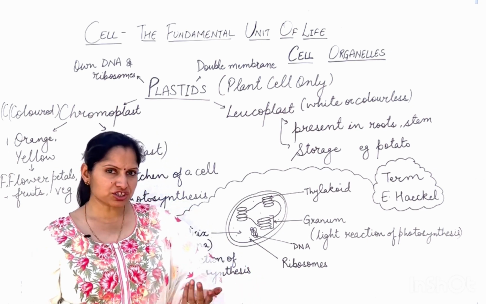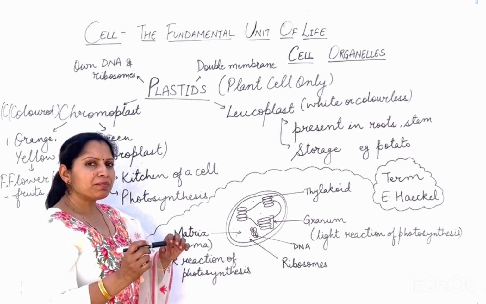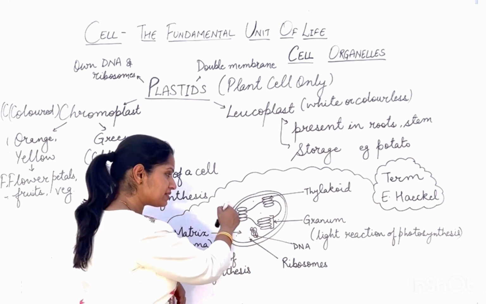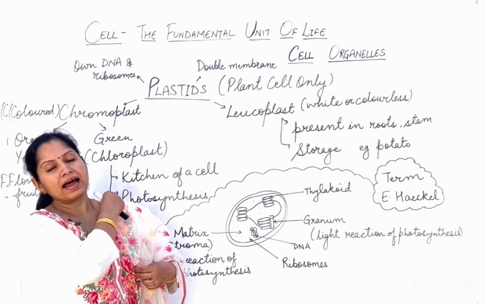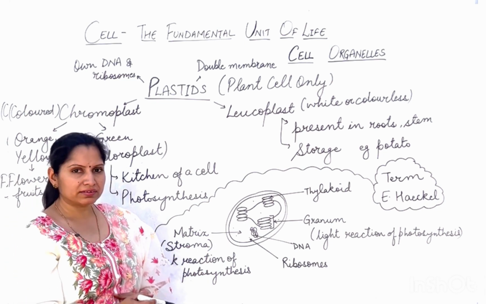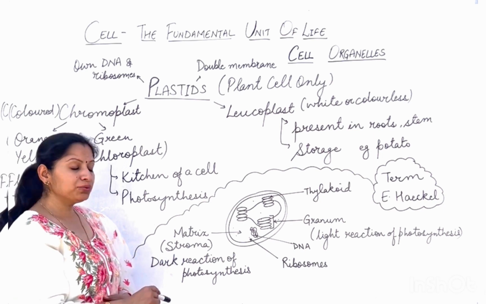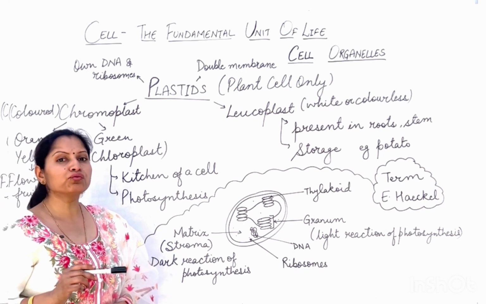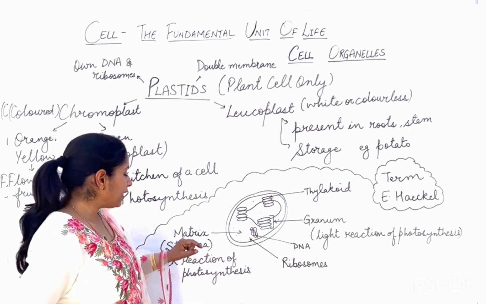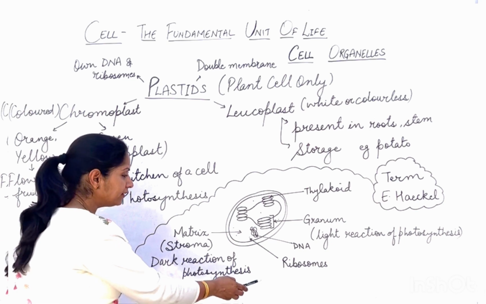Now, where does the dark reaction occur? So, the dark reaction occurs in the matrix. Matrix is the filling, whatever is there inside the space of the chloroplast. This matrix is known as stroma. That matrix part is known as stroma. And that stroma is the site of the dark reaction of photosynthesis. So, light reaction occurs in the granum part and dark reaction occurs in the stroma.